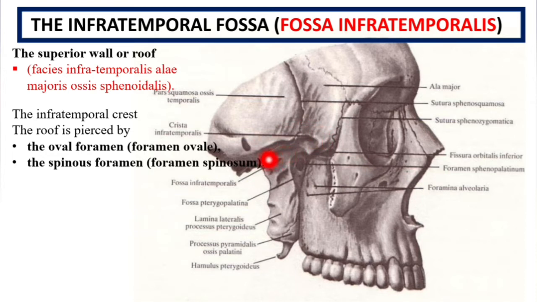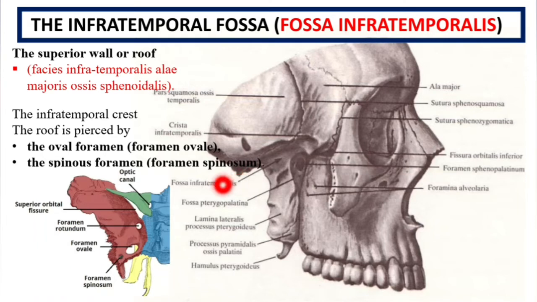The roof is pierced by two important foramina. The oval foramen, which is big and oval, is called foramen ovale. And the spinous foramen, foramen spinosum, is near the spine of the sphenoid. It's small and round. So you can see it here. That's the foramen ovale, this one, and below, you can see on the label, that's foramen spinosum. Other foramina which you can see in this view are the round foramen, foramen rotundum, the superior orbital fissure, and the optic canal. But don't worry, now I just wanted to show you the foramen ovale and the foramen spinosum.